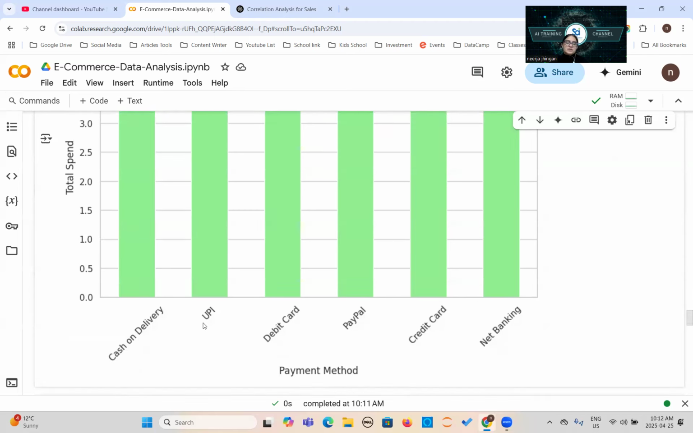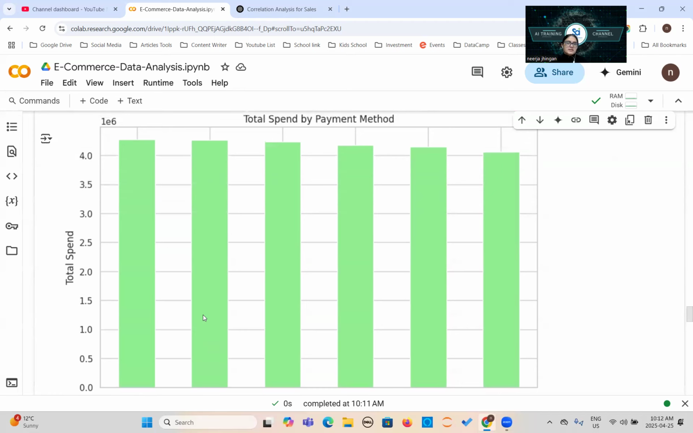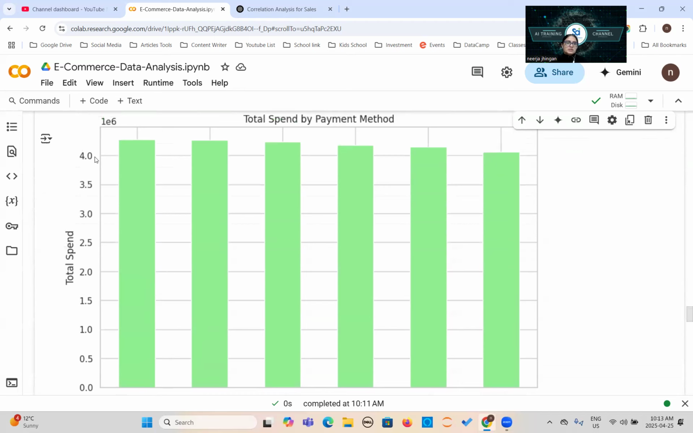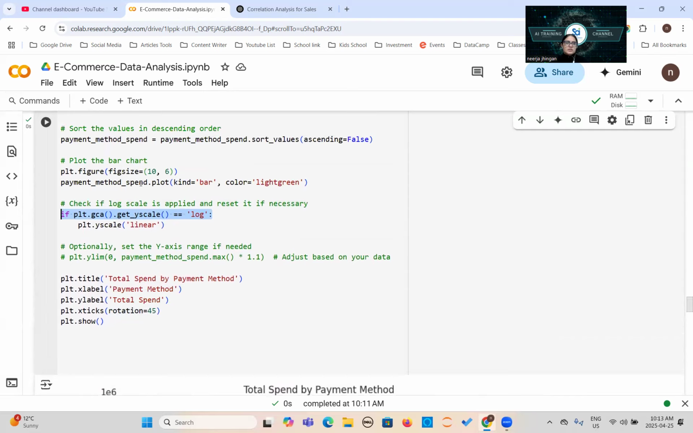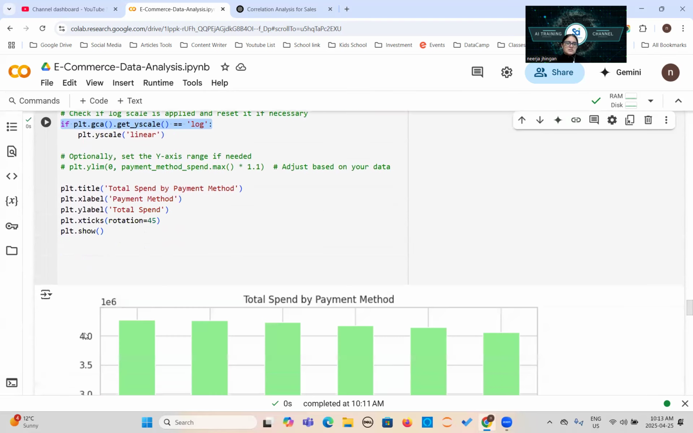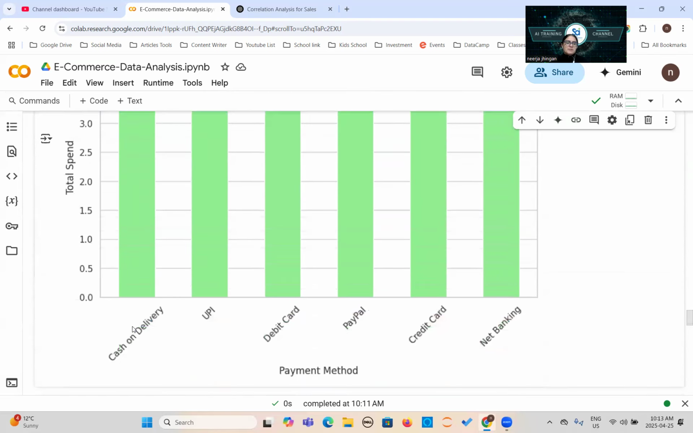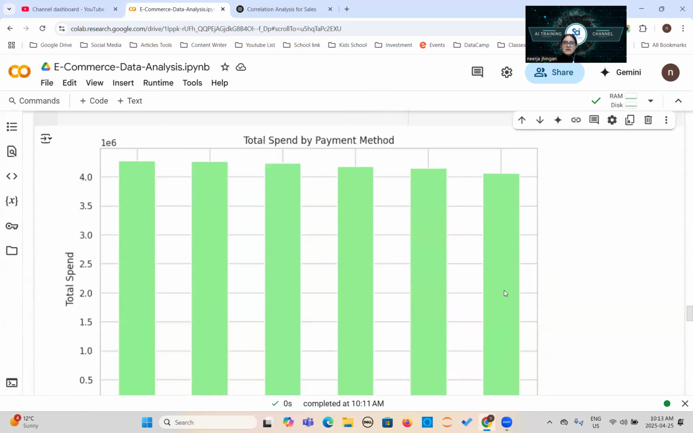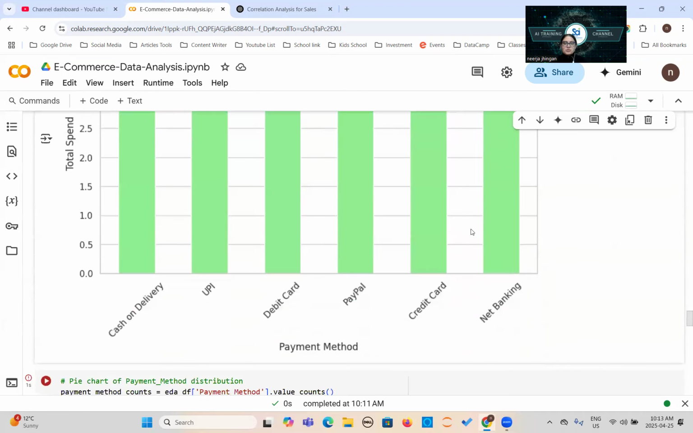We have cash on delivery, UPI, debit card, PayPal, credit card, and net banking. If you look at this, most of the people are using cash on delivery, right? Based on your payment method and purchase amount, mostly they are paying cash on delivery. The second method they are using is UPI. The least used method is net banking. Most of the time they are using credit card, PayPal, debit card, UPI.